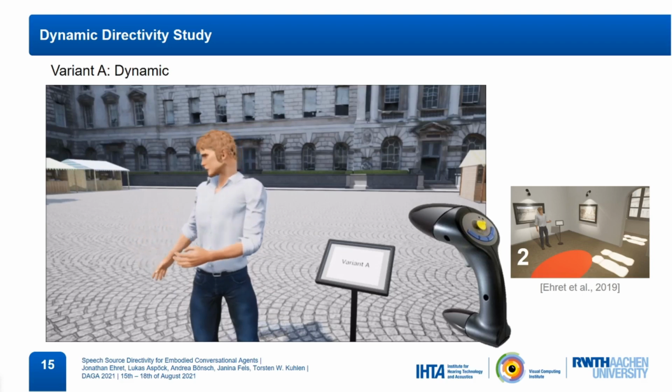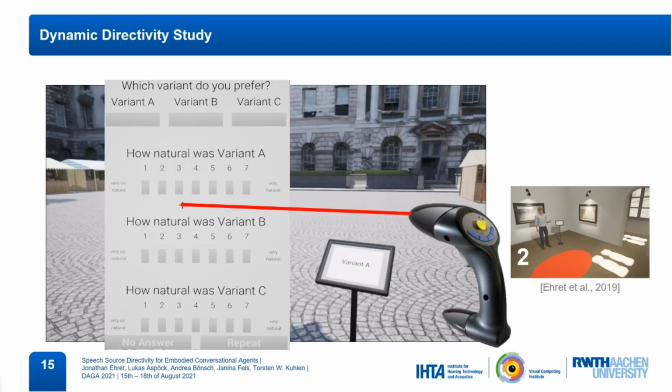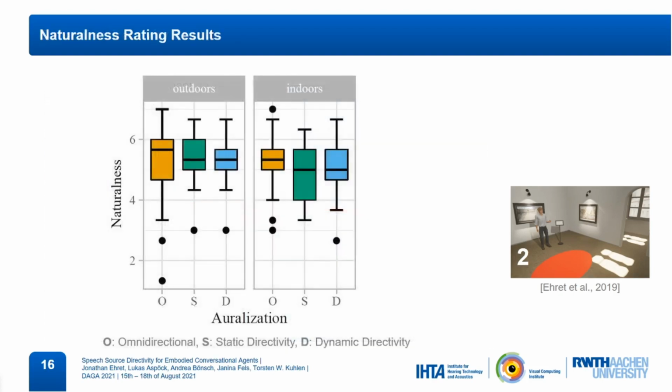And after listening to the entire 90 seconds talk, they had to rate each variant and pick their preferred one using this questionnaire here, which was then embedded directly into VR. When looking now at how natural each of the oralizations in study 2 was perceived, we surprisingly were not able to find any differences. Here the plot shows the results both for indoors and outdoors, because another hypothesis of our study was that this might be different between a free field outdoor situation and an indoor scenario where we simulated the reflections at the walls, which however also was not the case.